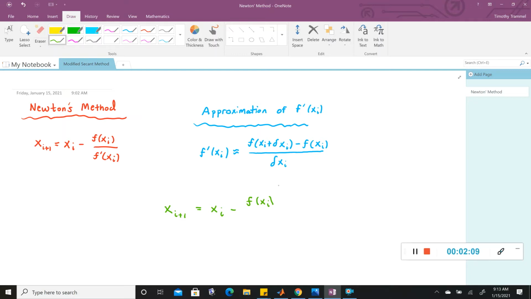So in fact, what will happen is this delta x sub i will end up in the numerator, and this f of x sub i plus delta x sub i minus f of x sub i will end up in the denominator. And so what we're going to do next is we're just going to go into MATLAB. We're going to replace this equation right here with this new one, because this one doesn't involve the derivative.